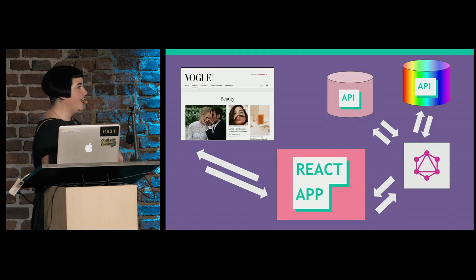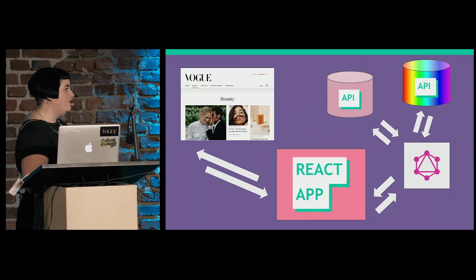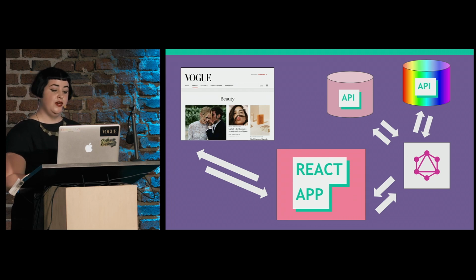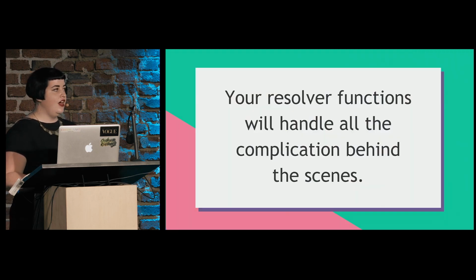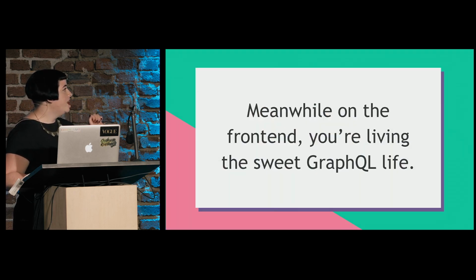But this is what it would look like if we added the shoe API. So our React application is interacting with the GraphQL layer, and it has no idea that behind the scenes, the GraphQL is speaking to 2 different APIs. All the React app knows is that it can get shoe data, and it doesn't really care where it comes from. It just knows that GraphQL can give it to it. And all of your resolver functions are going to handle the complication behind the scenes. So all the logic will be in there. Meanwhile, on the front end, you're living the sweet GraphQL life.